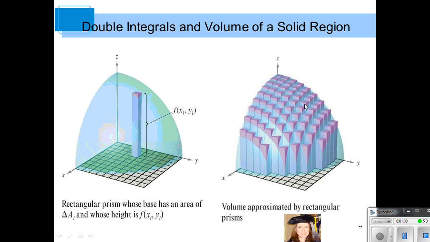And if you add up all of those little French fries, you can approximate the volume of the solid region. And by using the limiting process, making those French fries smaller and smaller, in other words, we're going to be setting up an iterated integral that will allow us to find the volume of a solid region.